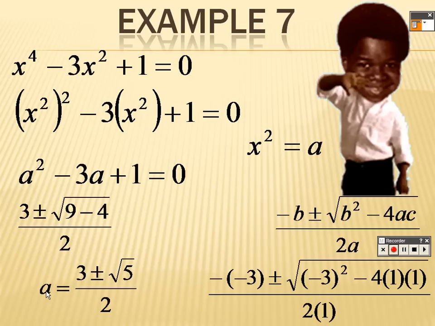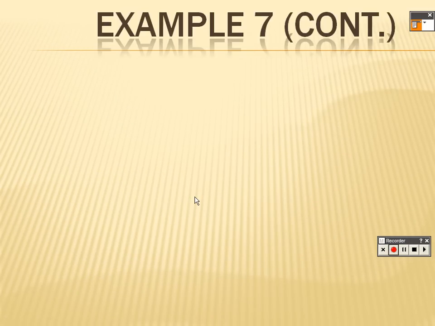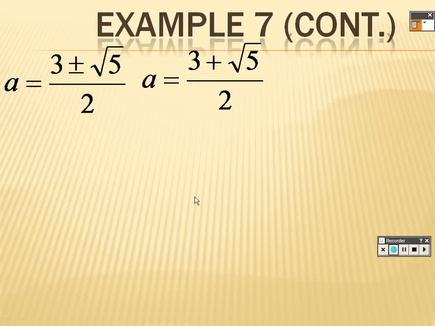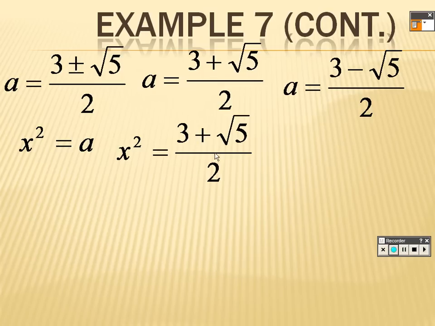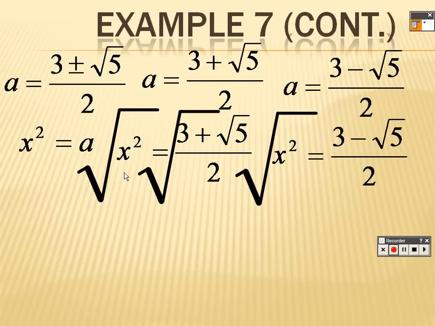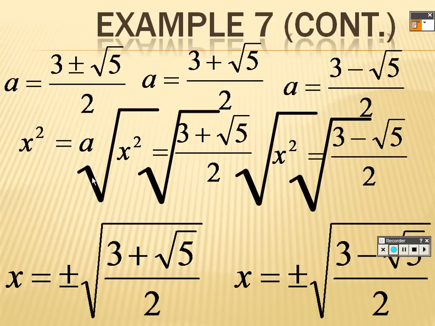But this is what a is. Well, it's not a, it's x's that we're solving for, and we know that a actually is x squared. So really, this is x squared equals this stuff. So x squared equals 3 plus √5 over 2, and x squared equals 3 minus √5 over 2. So to get rid of x squared, I have to actually square root both sides. So when I do that, I get plus or minus the square root of 3 plus the square root of 5 over 2.